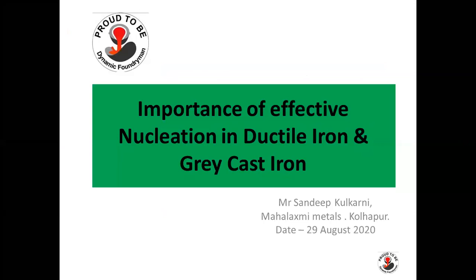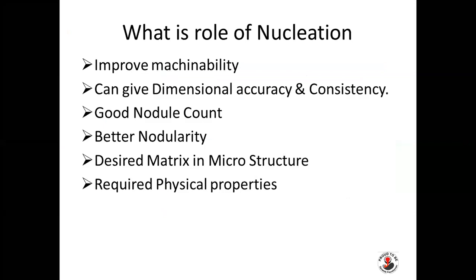Today we are going to see a video on the importance of effective nucleation in ductile and gray cast iron. Why? What is the role of nucleation? Improve machinability, give dimensional accuracy and consistency, good nodal count, better nodality, desired matrix in microstructure, required physical properties.